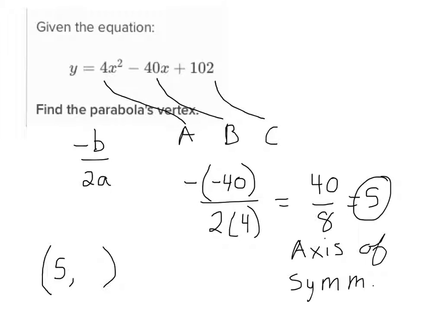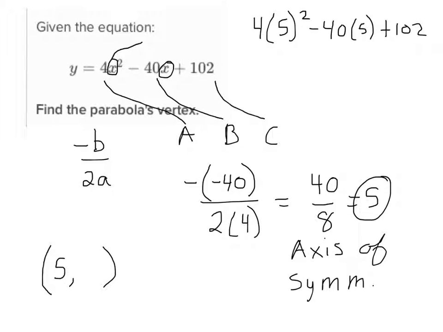All right. Now, in order for us to find the y value, I'm going to take 5 and put it in for x here and x here. See how I have an x right there and an x right there? I'm going to plug it in for both x's. And so I've got 4 times 5 squared minus 40 times 5 plus 102. Right? Anytime you square something, it needs to be in parentheses. That's why my 5 right there is in parentheses.